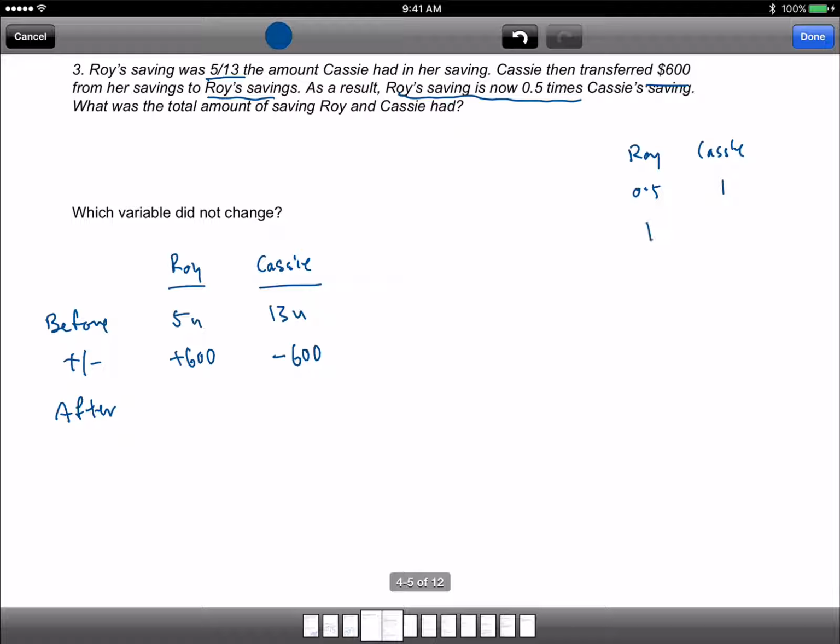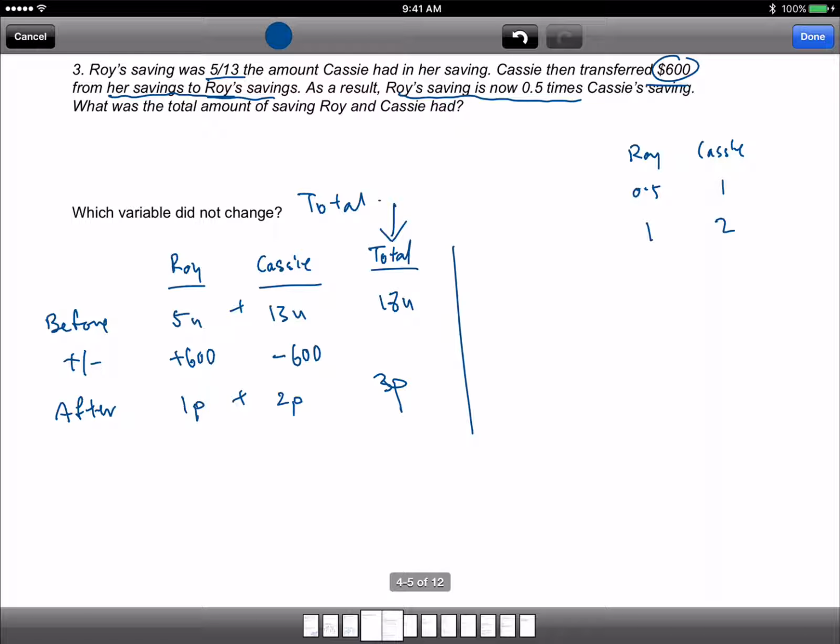Okay, but let me try to change it to whole numbers, so it's easier to work with. So here's one part, here's 2 parts. So I know that the total did not change. Why? Because Cassie transferred 600 from hers to Roy. So the total did not change because we minus 600 here and then we add 600 here. So the total amount that they have should be the same. So I have a total unchanged again, which gives me 18 units here. Because I add these two together, it gives me 3 parts.